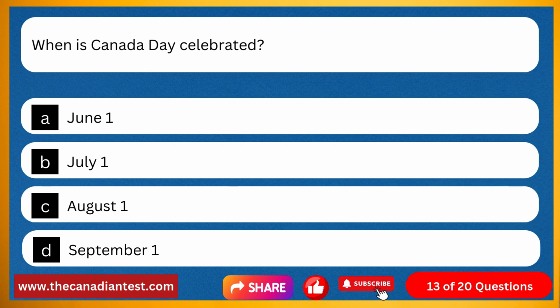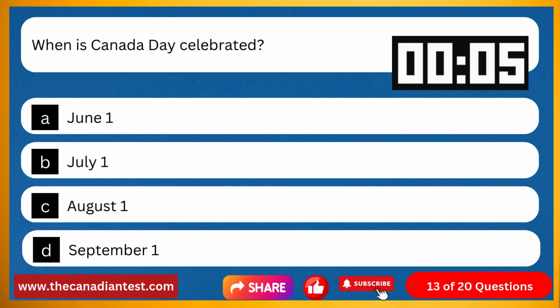Question 13. When is Canada Day celebrated? Option A, June 1. Option B, July 1. Option C, August 1. Option D, September 1.